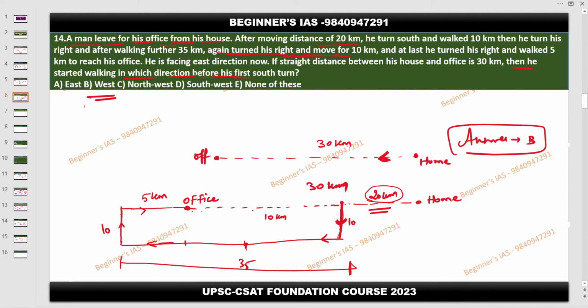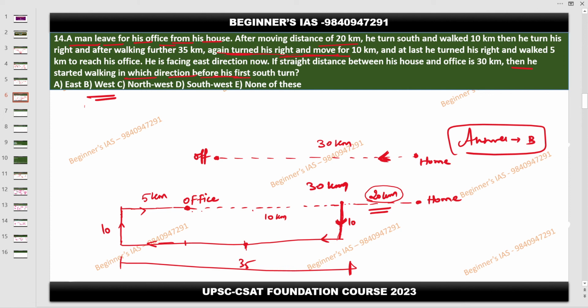Yes or no? If the question is in a different way, what is the distance between the office and the south turn, if they say, then after reaching the 20 kilometers and making a south turn, the answer is 10 kilometers. But this question, that is not at all required. Understood? Anybody having any confusions here?